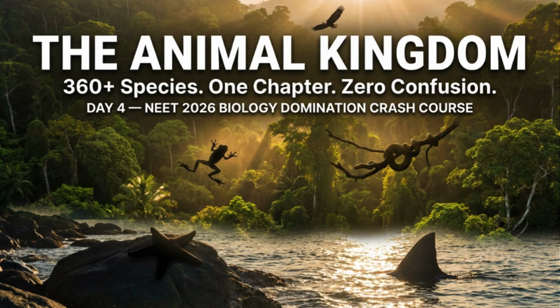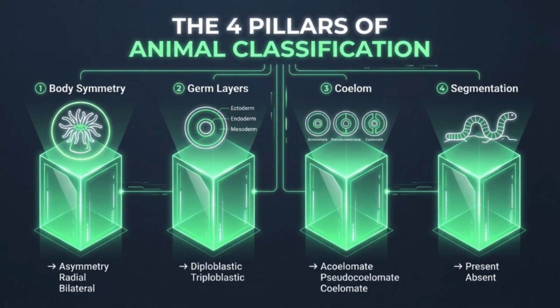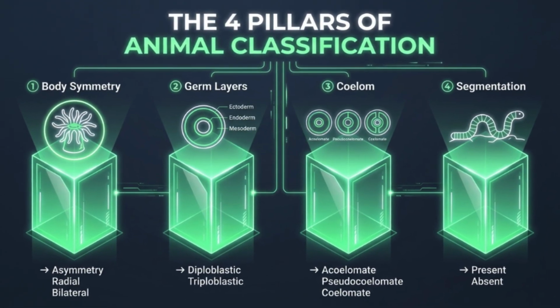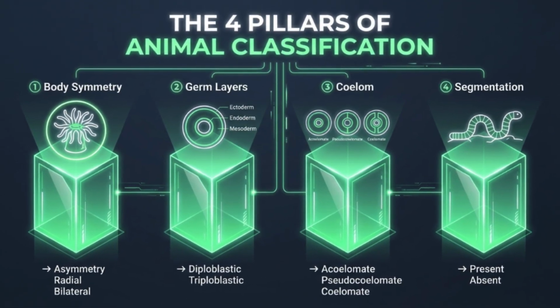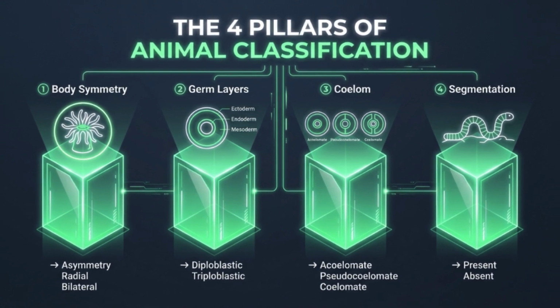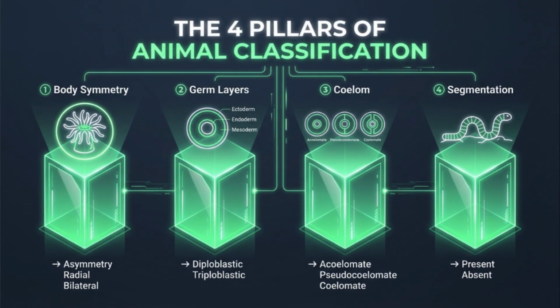Welcome to Day 4 of the Biology Domination series, Animal Kingdom Decoded. Before you touch a single phylum, you must lock in the basis of classification. NCERT gives us 4 major criteria. First, body symmetry. Sponges are asymmetrical. Starfish show radial symmetry. Most complex animals are bilaterally symmetrical.